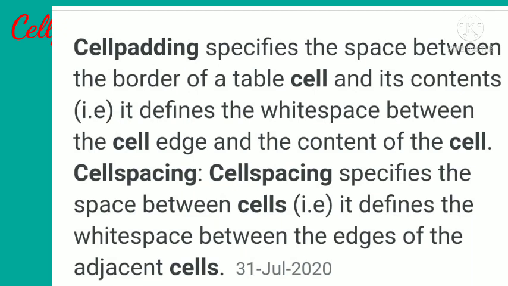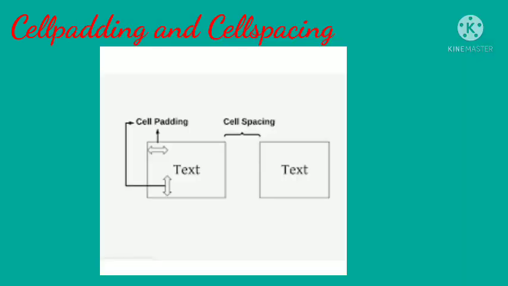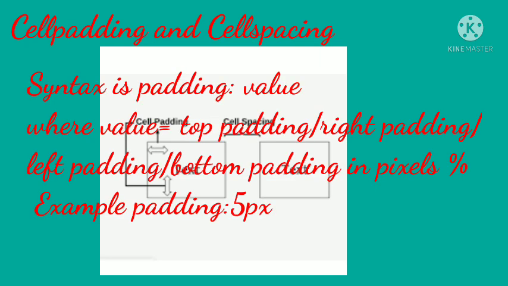Cell spacing specifies the space between the cells, or we can say that it defines the white space between the adjacent cells. Here we see that cell padding is mainly meant for a single cell, while cell spacing can be applied to more than one cell.